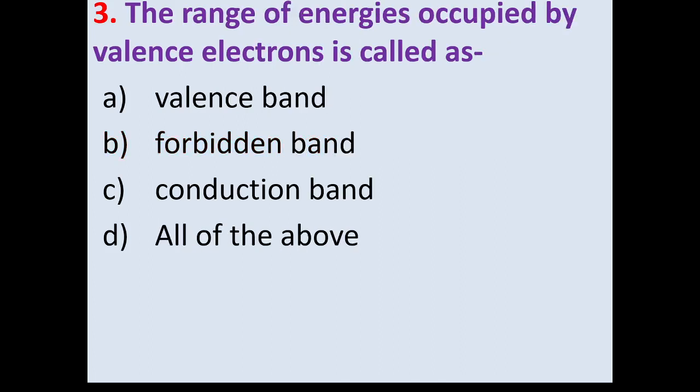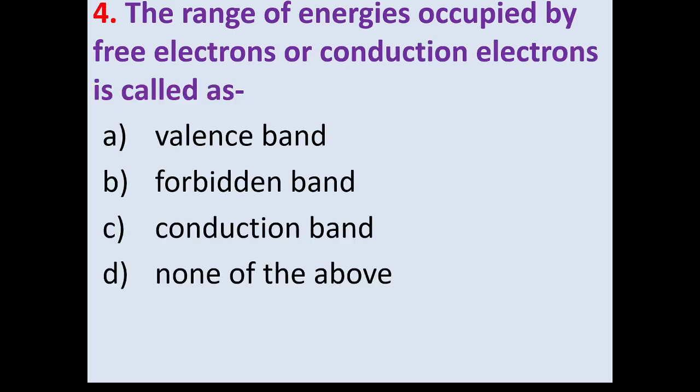The range of energies occupied by valence electrons is called, so we know that the range of energies is called a band, and as it is occupied by valence electrons, we call it the valence band. The range of energies occupied by free electrons or conduction electrons is called, again the range of energies is called a band, and as it is occupied by free electrons or conduction electrons, it is called the conduction band.